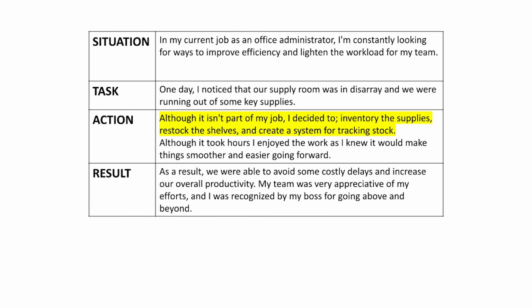And it's also a great way to start off an answer about going above and beyond the remit of your day job. So other strong areas to include in your answer are here. Here it shows the actions you took are not part of your day job. So it shows how you went above and beyond. And there were 4 great results. So avoided costly delays, increased productivity, appreciation of your team, and recognition from your boss. And one really brilliant part here where it says you enjoyed the work. This is key in your own answer.